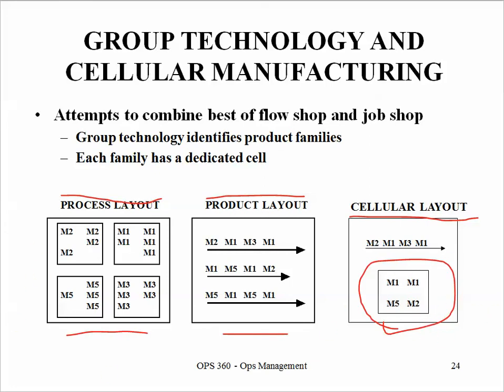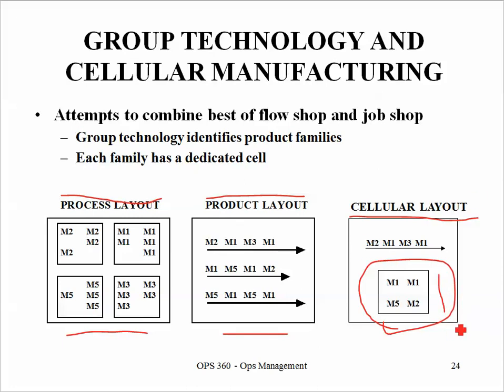So the idea being that we find the machines and people necessary to make a group of similar but not identical products and put all those people and machines together in a small area in the factory and have that part of the factory just making those few related but not identical products, and that area of the factory is referred to as a manufacturing cell.